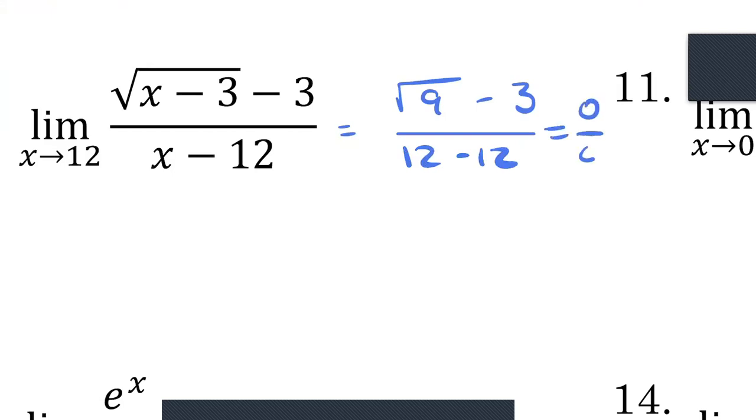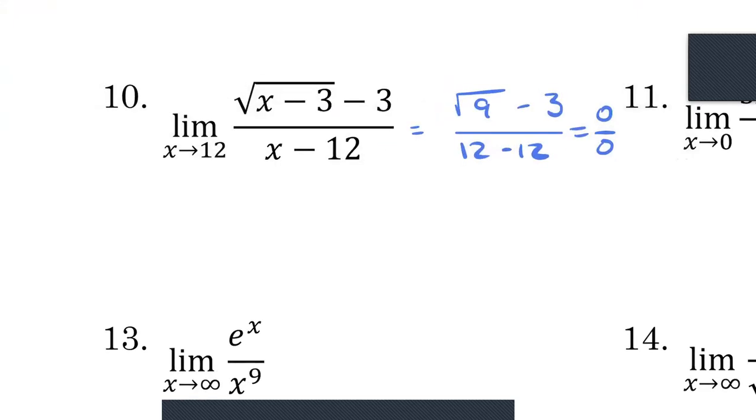So that gives us 0 over 0. So we have an indeterminate form. So a couple of things we could do. Number one, we could also do L'Hopital's rule.